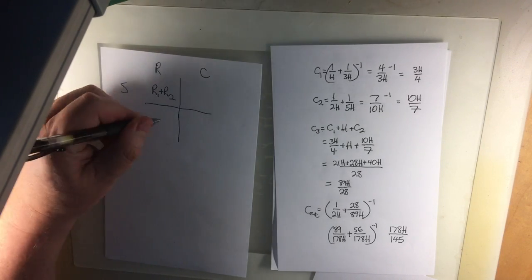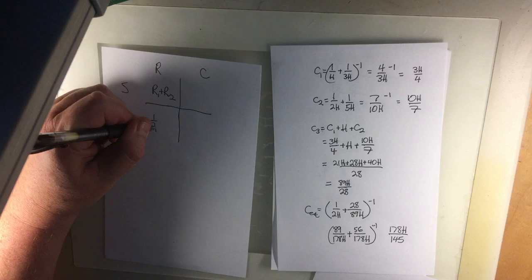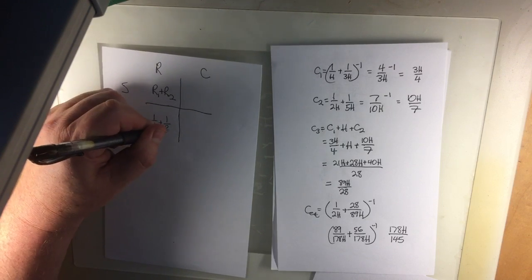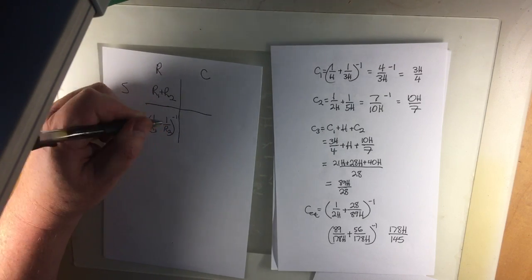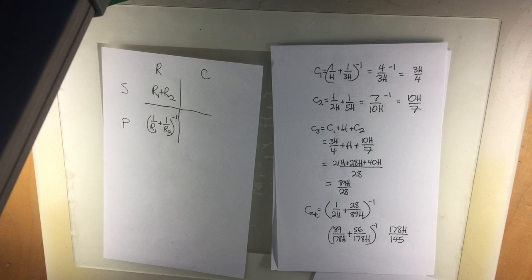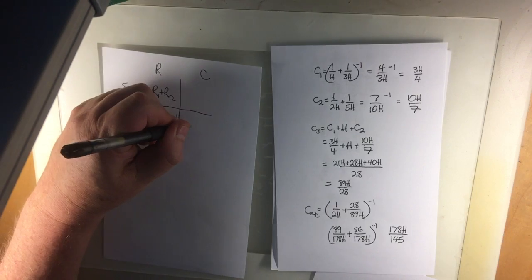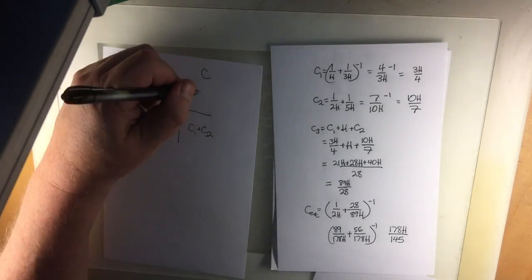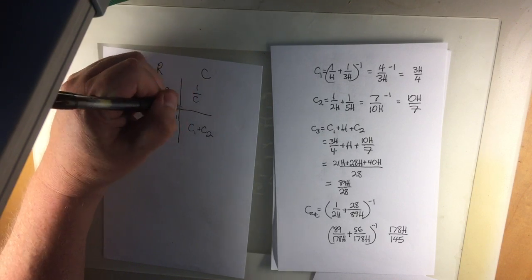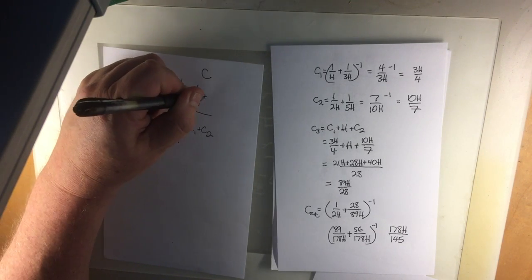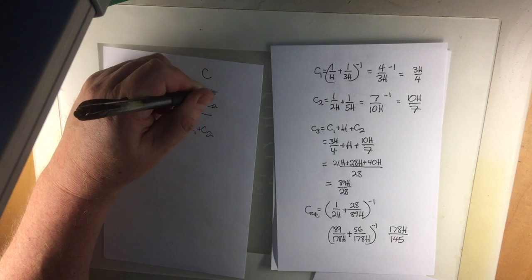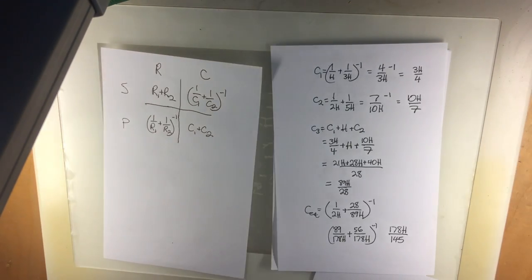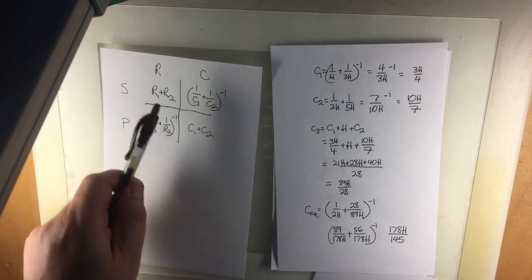For parallel resistors, you take the sum of the inversions and then invert it again. For parallel capacitors, you sum them up. For series capacitors, you sum up the inverted numbers and then invert it again. So you can just look at this and see the pattern between the two.